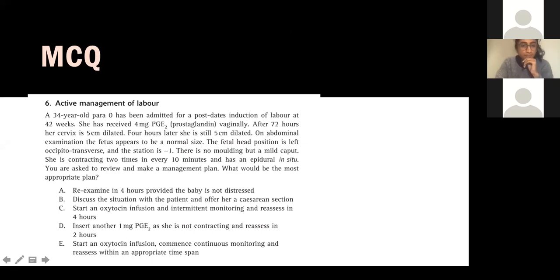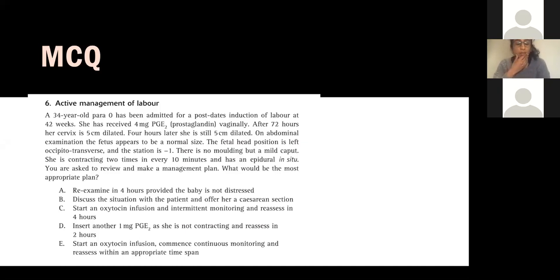Okay. So most of you picked E, which is actually the correct answer. So why would we not re-examine in 4 hours? Because she's progressing, exactly.